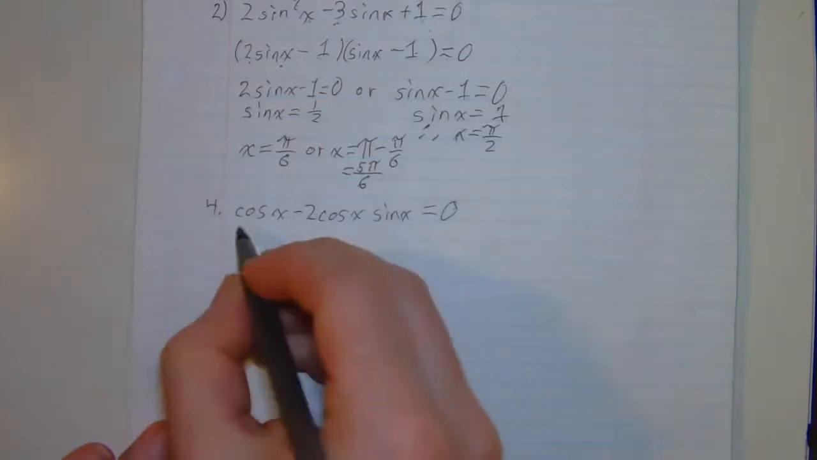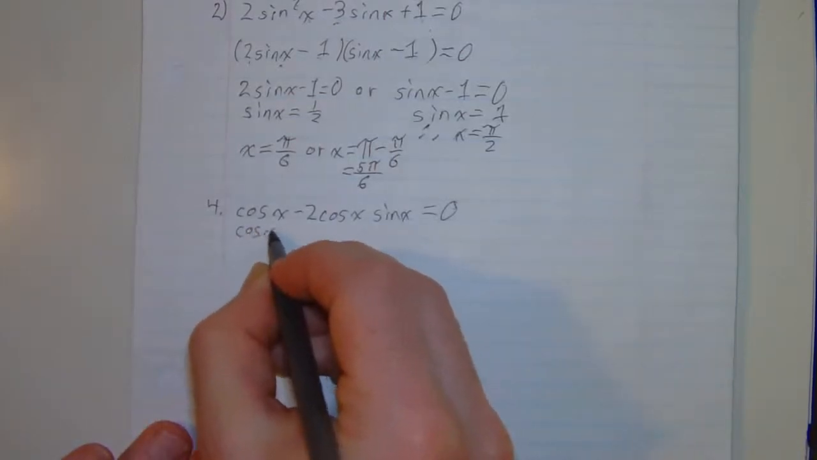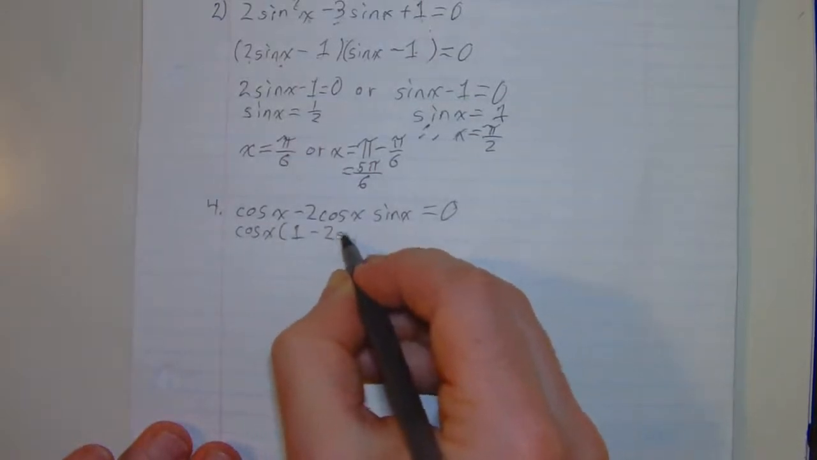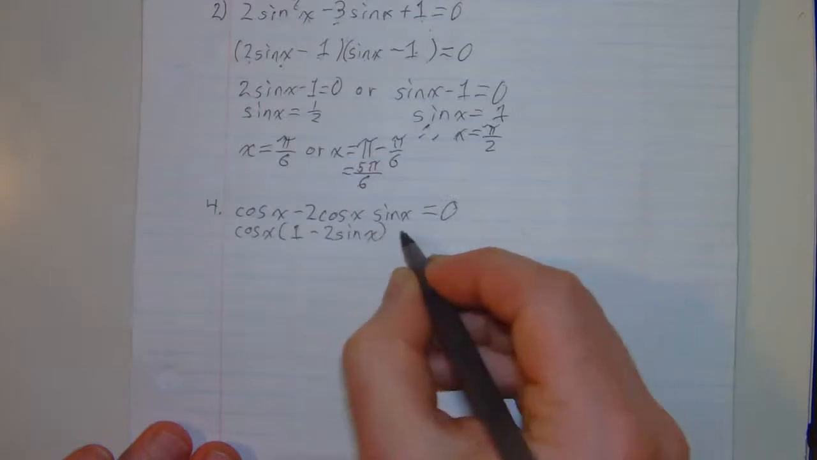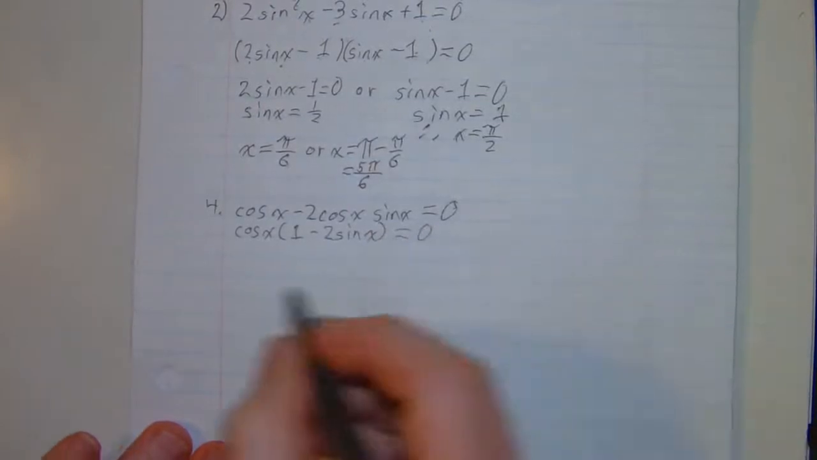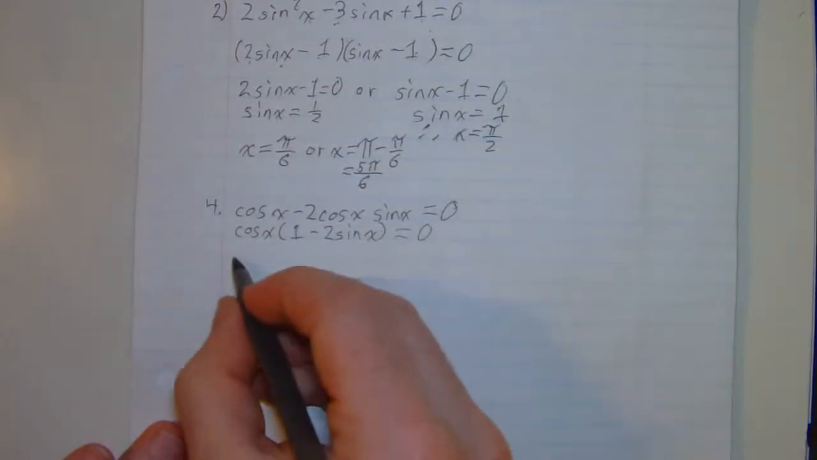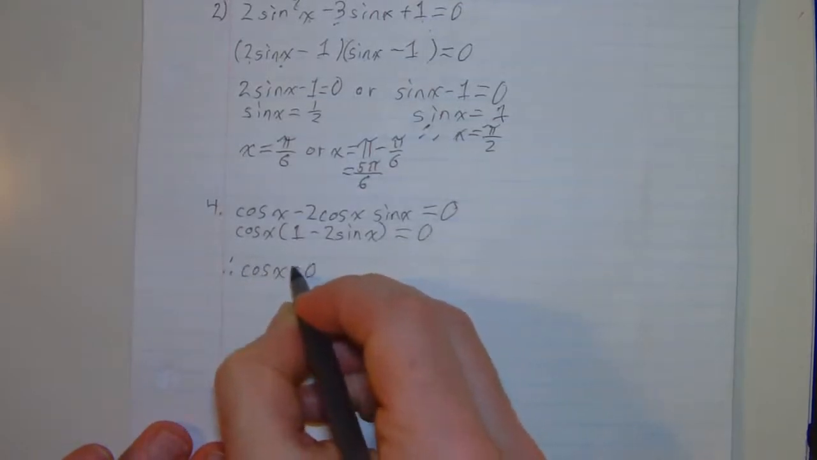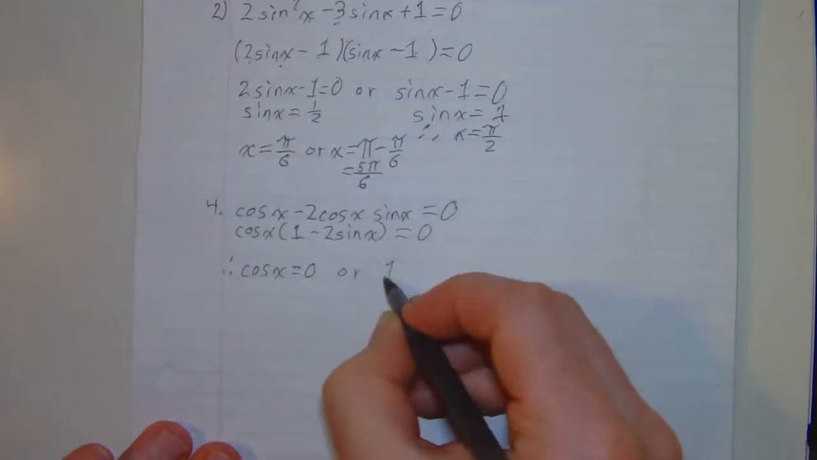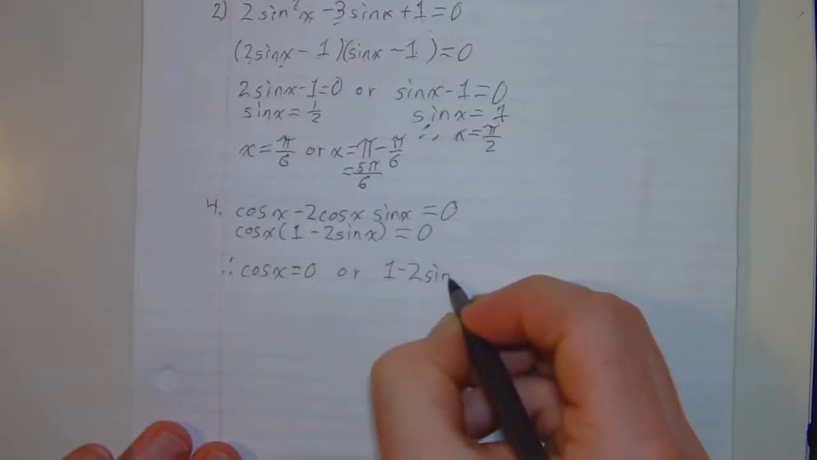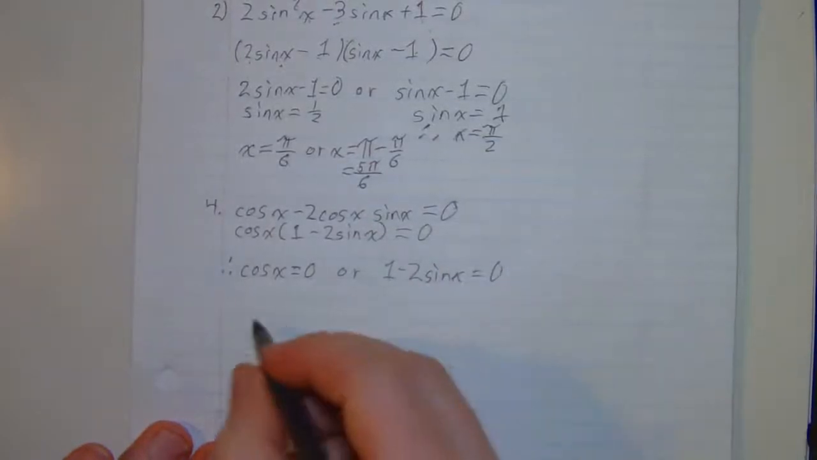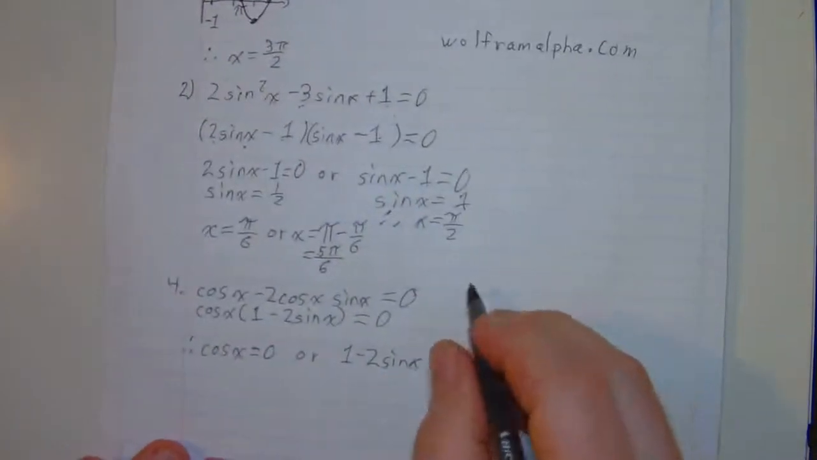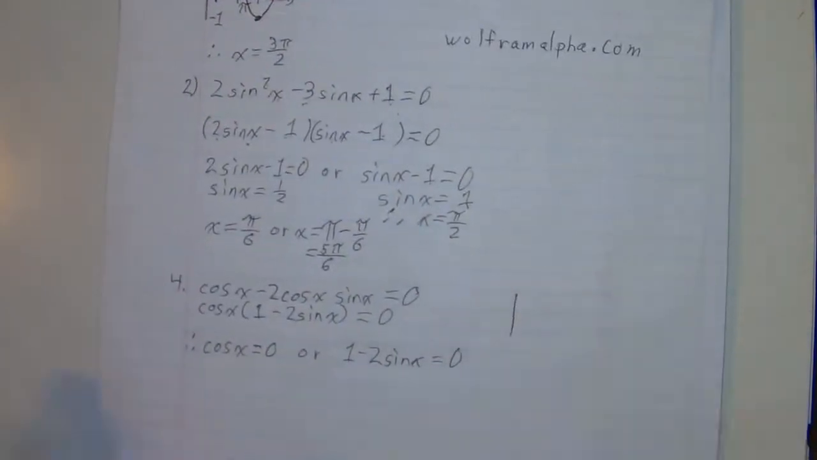So the first thing to notice is I have a factor of cosine x that's a common factor. So I can common factor that out. And so now my factoring is already done. Therefore, cosine of x equals 0, or 1 minus 2 sine x equals 0. Cosine of x equals 0. Well, let's draw our diagram for that.